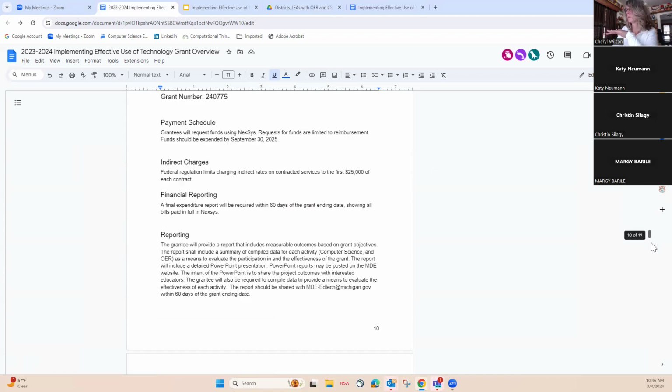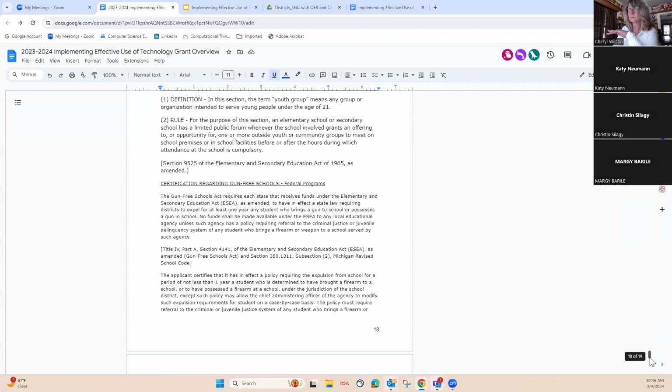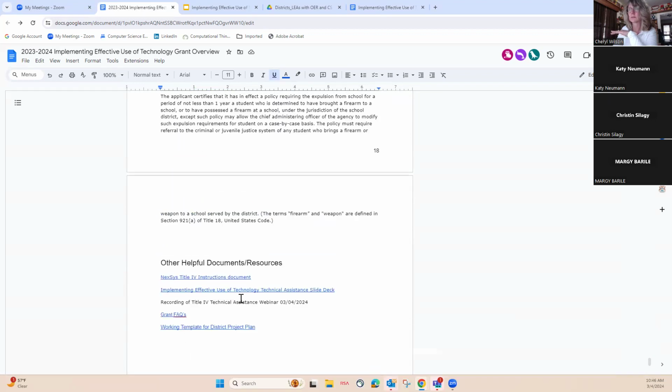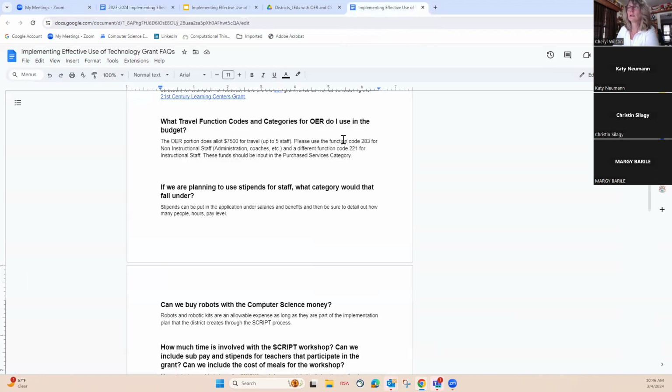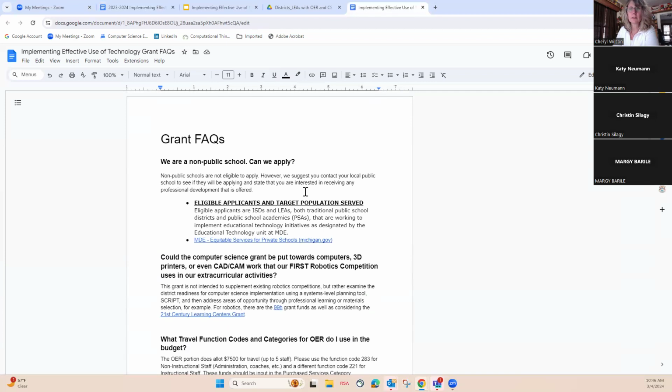What I do want to point out for sure, though, is at the end of this, we do have some different documentation. We have the instructions for Nexus, this slide deck that I used earlier. I have the FAQs that I'll go over. We'll have the recording linked in here, but also here is the template. If you want to start crafting some of those responses, this will be a template that you can start and then simply port your answers over into the Nexus application.